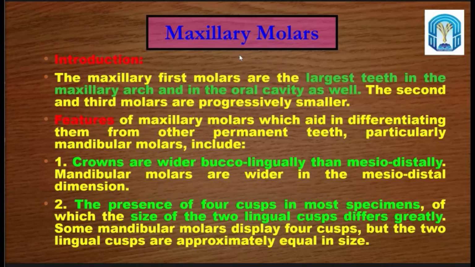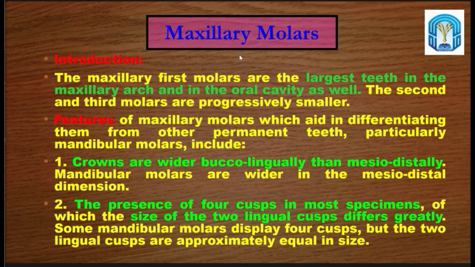So let us start with the maxillary molars. All these three maxillary molars have a similar art that I told you before. They are the largest teeth in the maxillary arch and in the oral cavity as well. The maxillary first molar is the largest one. If you calculate the volume or surface area of the tooth, the maxillary first molar is the largest tooth in the maxillary arch and in the oral cavity as well. The second and third molars are progressively smaller than the maxillary first molar.